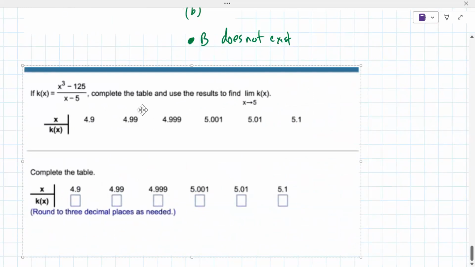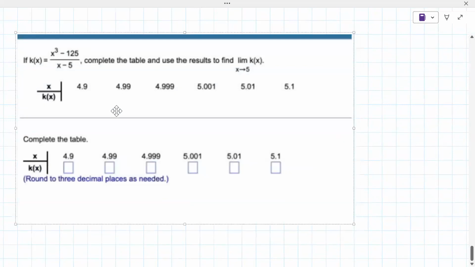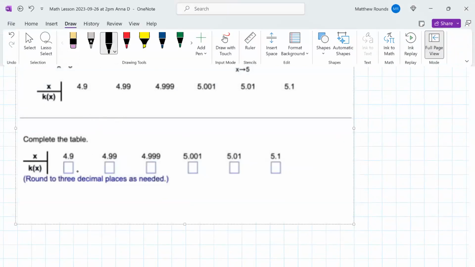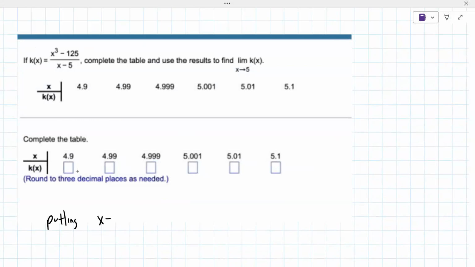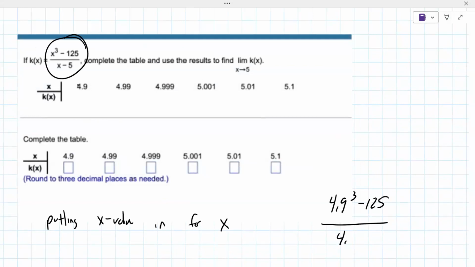Okay, this is a calculator problem, but we can do it without the calculator, but really it is a calculator problem. You're just putting the x value in for x. So up here in the top, for 4.9, it's 4.9 cubed minus 125 over 4.9 minus 5. And then you just rinse and repeat, over and over again until you get all of them. So it won't take that long the way I'm going to do it here. I'll get you the full answer space, but you want this problem on your test because it really is not that bad.